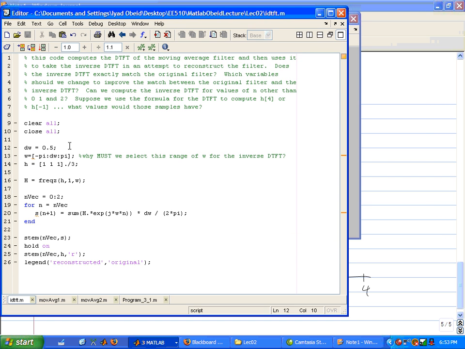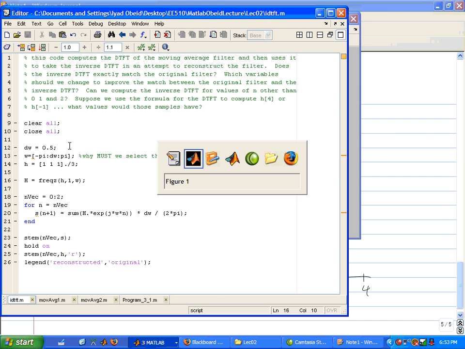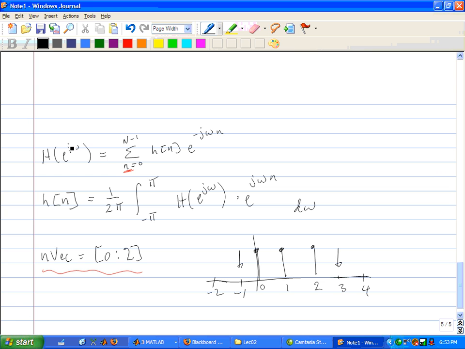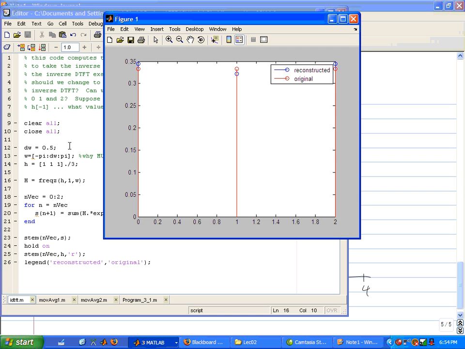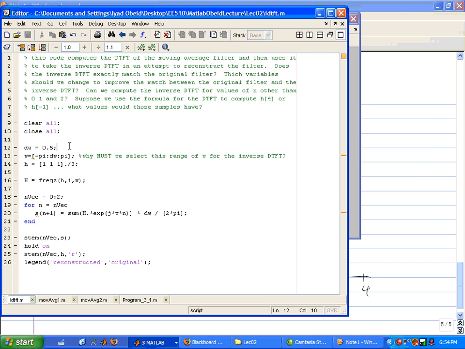Let me do one other change to this. So instead of just doing 0, 1, and 2, what if we try negative 1, negative 2, 3, and 4 as well? In other words, it correctly predicted that those values were a third. Do you think it will correctly predict that all the other values are zero as well? So let's give that a shot. nvec, let's say, goes from minus 2 to 4. And this is just a little hack so that it knows where to put the data. All right, let's give that a shot.